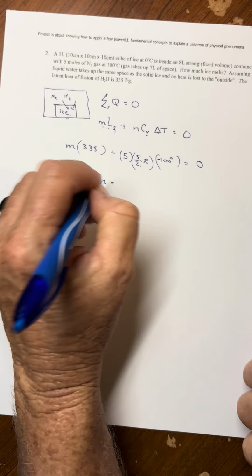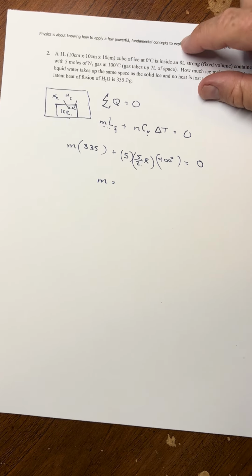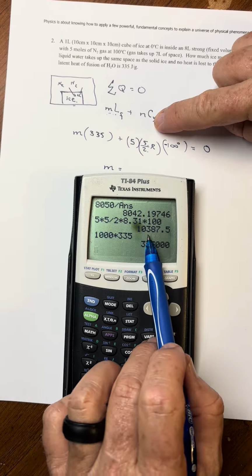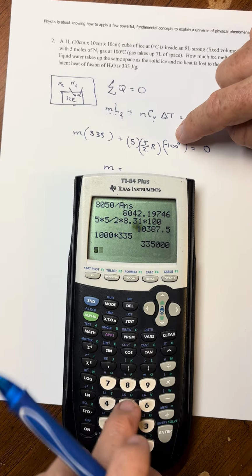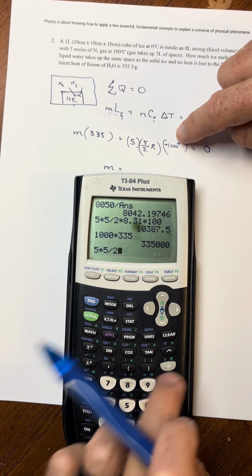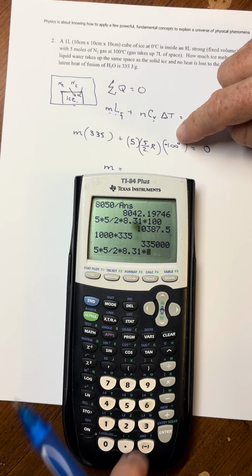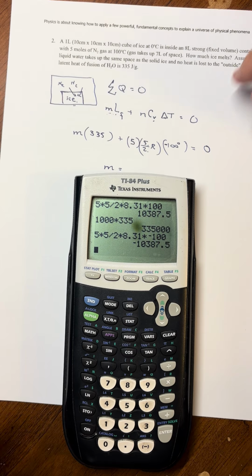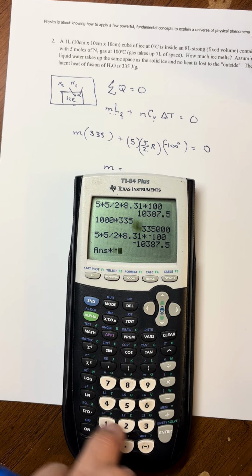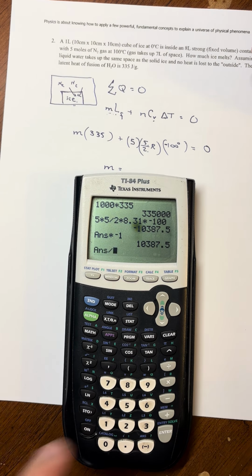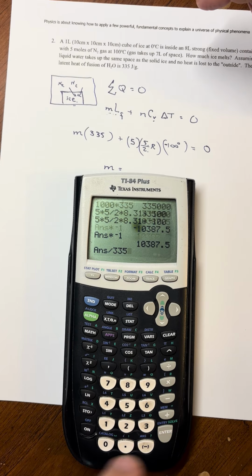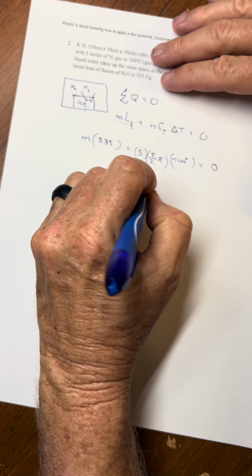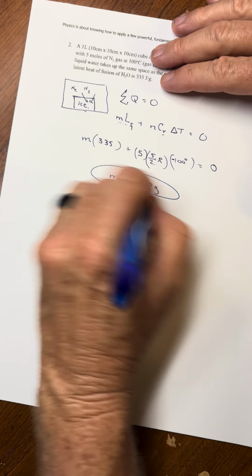We can get the amount of mass. And I guess this number we already did. It's right here, but maybe I'll just do it again with the negative. So it's 5 times 5 halves times R times a negative 100. Then when you move it to the other side, it becomes positive. Then when you divide it by the 335, you get 31 grams. So 31.0 grams of ice.